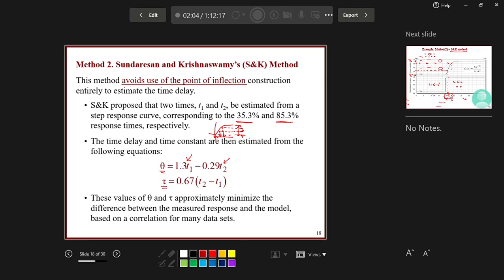So these values of theta and tau will minimize the difference between the measured response and the model based on the correlation of many data sets, which means that they got these numbers from doing some optimization studies on many data sets. It is not important for us now to know how they got it, but we need to know how to apply these two correlations.